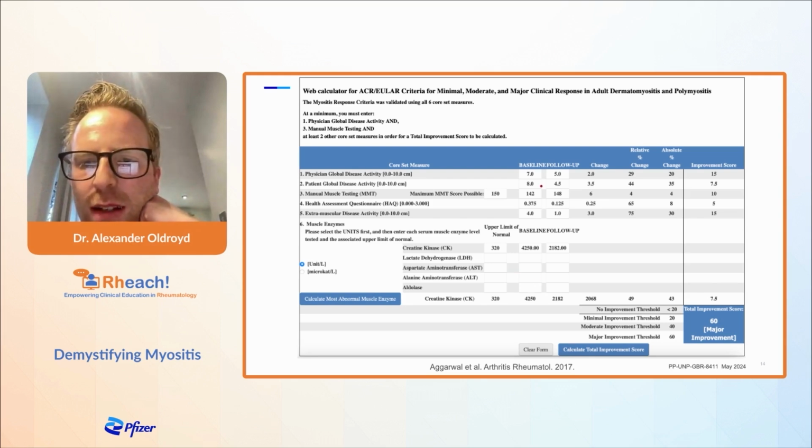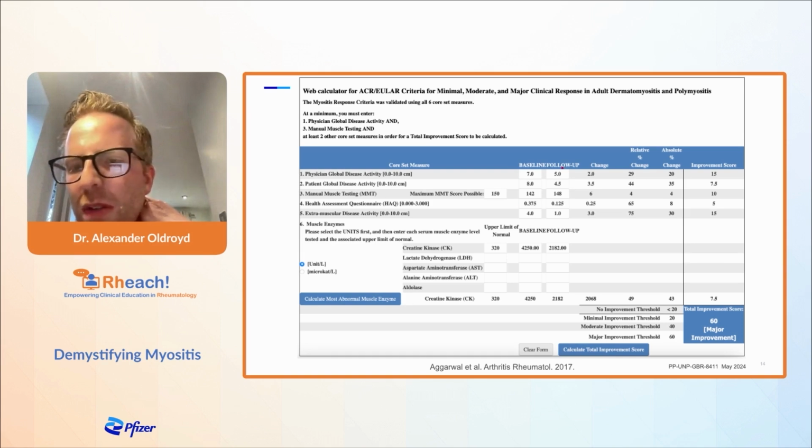So if we enter this patient's information, this is the ACR-EULAR criteria for minimal, moderate, and major clinical response in adults. You enter the IMACS core set measures. So here we can see in the middle the baseline scores, and then at follow-up, whatever time interval this is, we can see that they've changed.